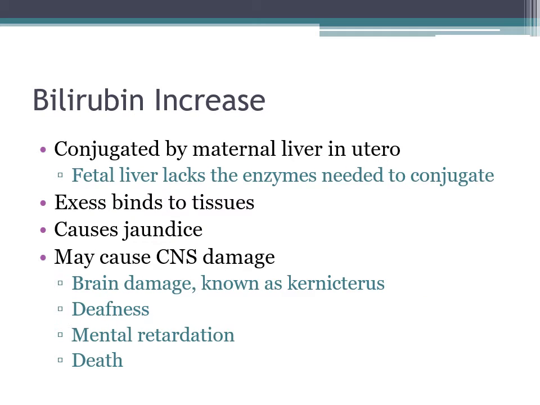For our bilirubin increase, this is conjugated by the maternal liver in utero. The fetal liver lacks the enzymes needed to conjugate the bilirubin. Excess is going to bind to tissues, which may cause jaundice, and it may cause central nervous system damage. Brain damage caused from increased bilirubin is known as kernicterus. It may cause deafness, mental retardation, and death.